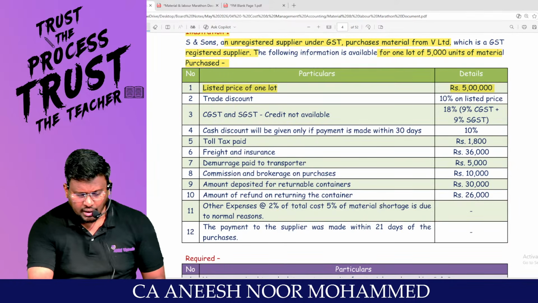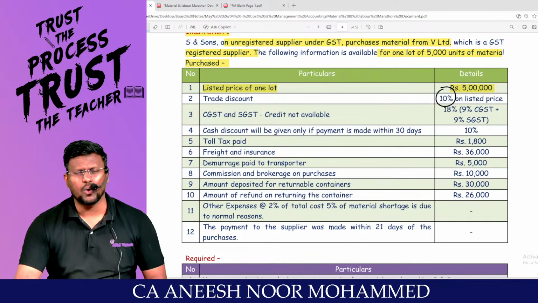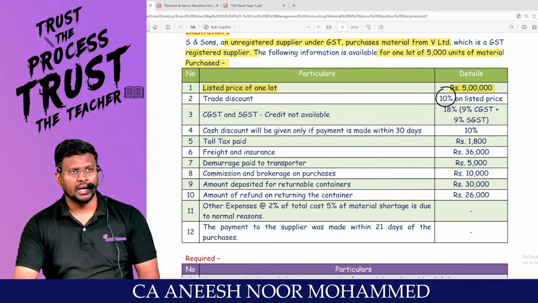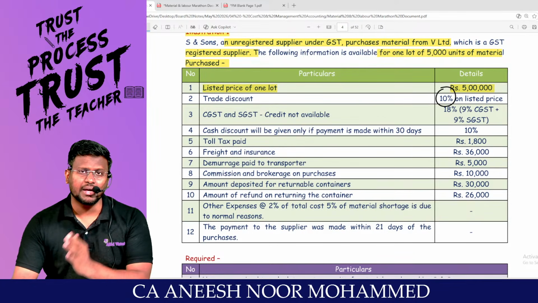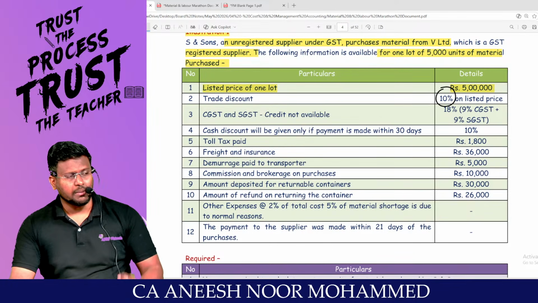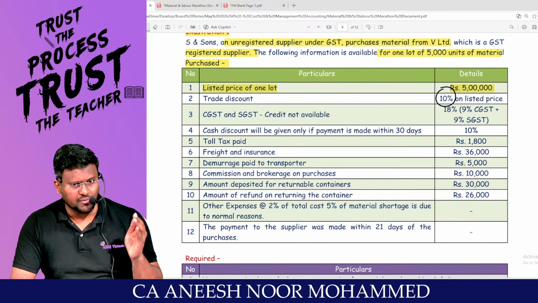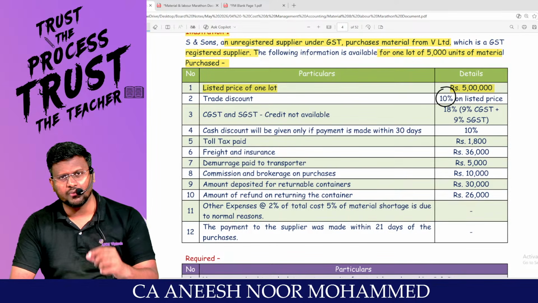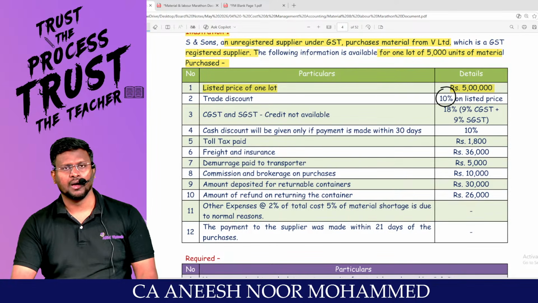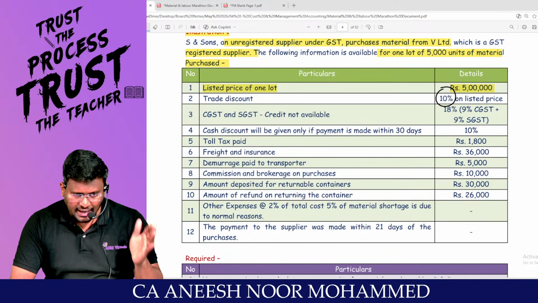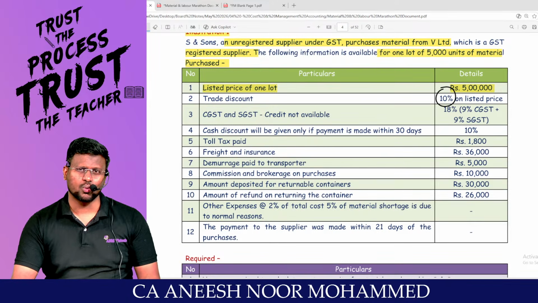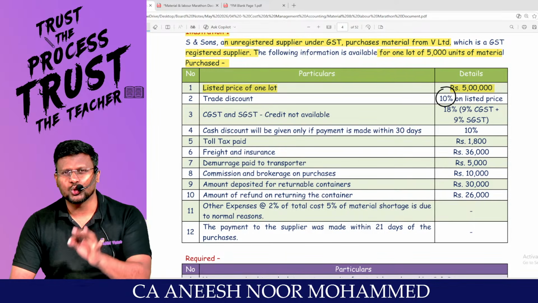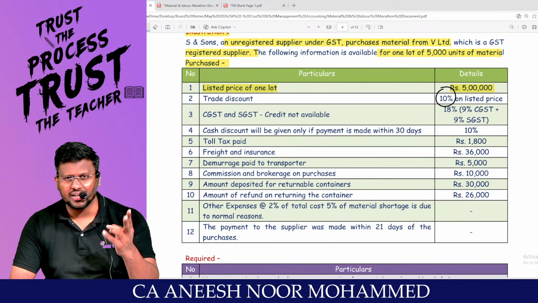Trade discount 10% on the listed price. What is discount? There are 2 discounts: trade discount and cash discount. If you are purchasing in bulk, the supplier will give you trade discount. And my dear lovable students, generally at the time of sale, the seller will say that you are supposed to make the payment to me within some stipulated period of time. If you are not paying within that, you are not entitled to cash discount. But if you are paying within that time period, it's a help to the supplier. So the supplier will give you 1 or 2% cash discount.